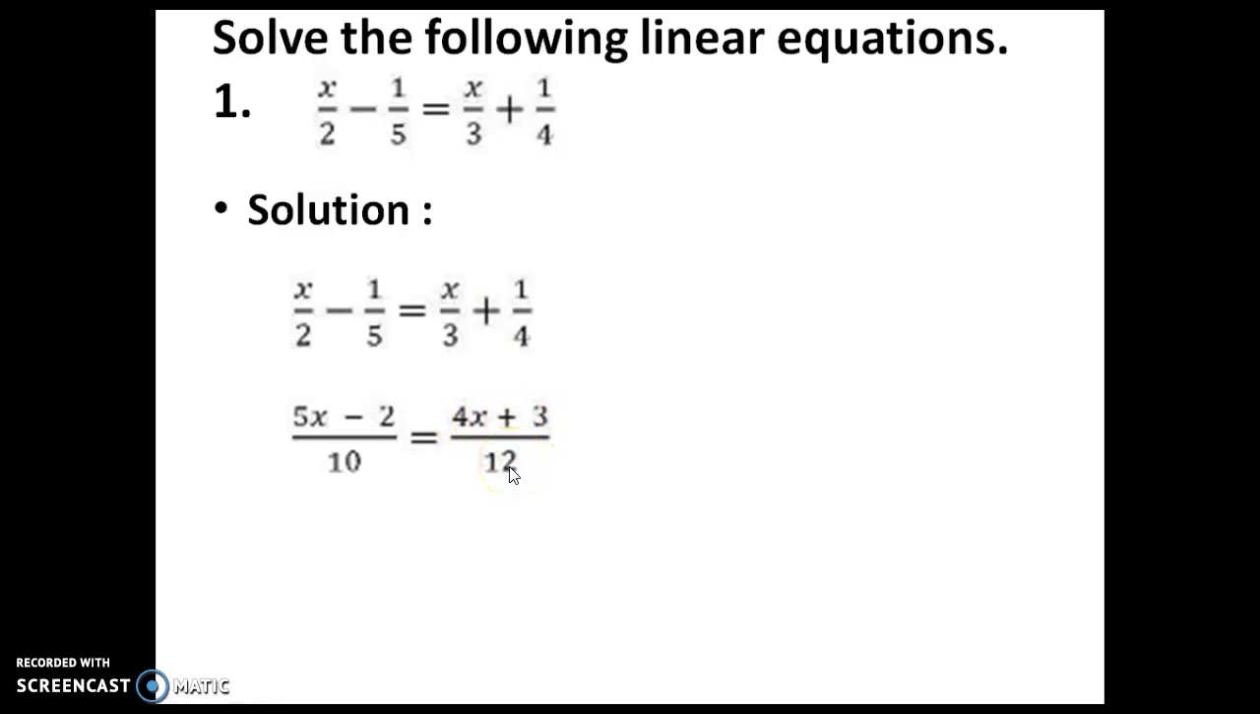So this is RHS. Then next step, we are simply going to cross multiply. This 12 we are going to multiply this side. When it goes to the other side of equal to, it will come as multiplication. Then 10, here it is in division, so when it goes to the other side of equal to, it will come in multiplication. So 12 into 5x minus 2 equal to 10 into 4x plus 3.